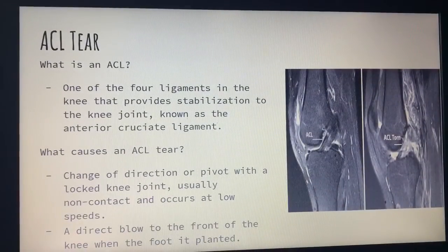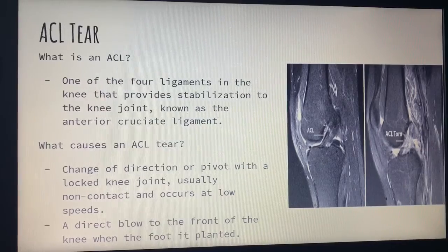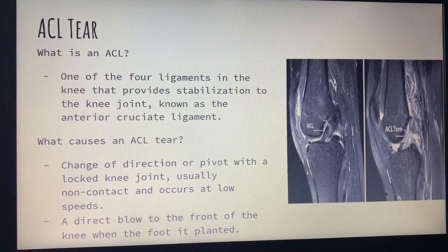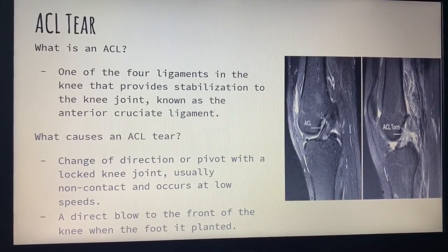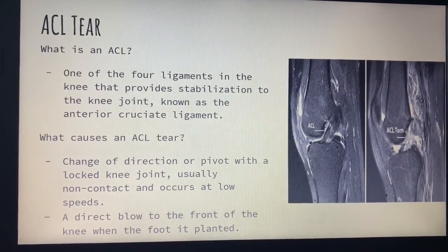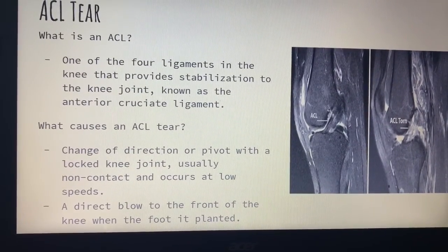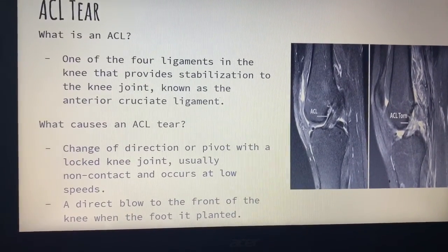The next injury is an ACL tear. So what is an ACL? It's one of the 4 ligaments in the knee that provides stabilization to the knee joint, also known as the anterior cruciate ligament. Anterior meaning the front, so the front of someone's knee, but obviously behind both the femur and the tibia that are connecting.